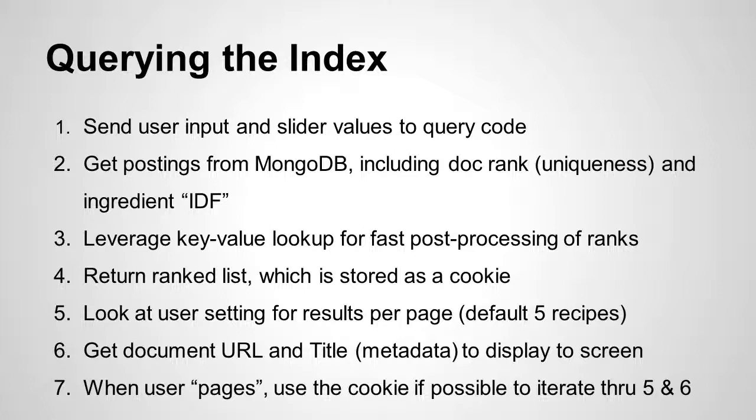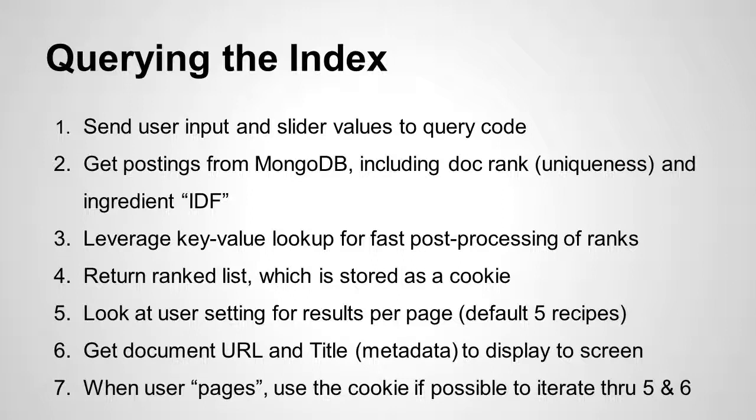First, the user has to select an input and slider values and send it to the query code. The query code will very quickly use the MongoDB to pull all of the postings that are relevant to that particular query. And in that posting list, we've already precomputed a few elements of the ranking process just to save time calculating where possible. Once we have those posting lists, we really leverage dictionaries, this key value lookup, to really quickly do some post-processing of the partial ranks that were saved in the inverted index.